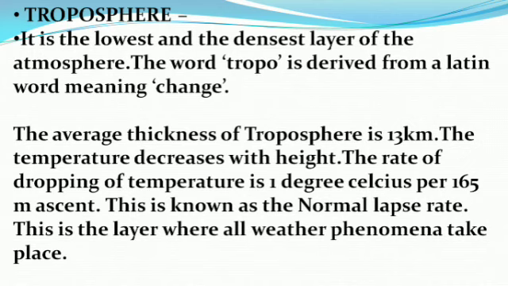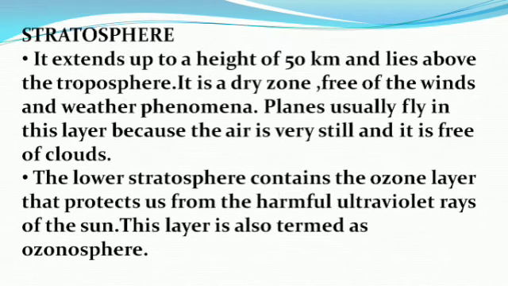The rate of dropping of temperature is 1 degree Celsius per 165 meter ascent. Means as we are going to the upper altitude, the temperature decreases. This is known as the normal lapse rate. This is the layer where all weather phenomena take place.